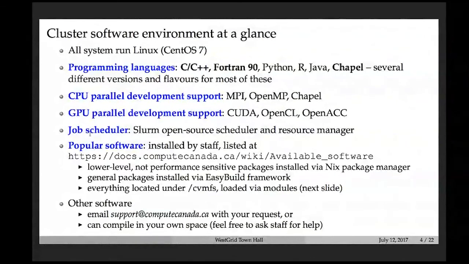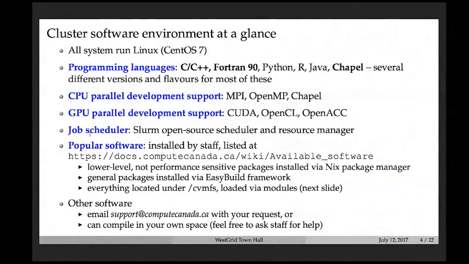We're also now trying to configure Chapel. That is a new open source programming language from Cray, and it will be installed on both Cedar and Graham. Right now, it's not yet available, but it's probably going to be available in a few days. So for CPU parallel development, we provide all the industry standard libraries and compilers, things like MPI, message passing interface, for programming distributed memory parallel codes, and OpenMP threads for programming shared memory codes.